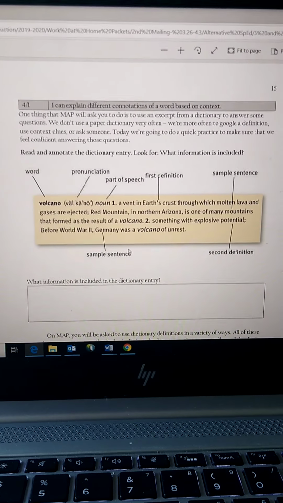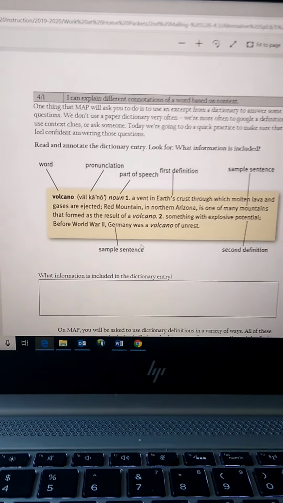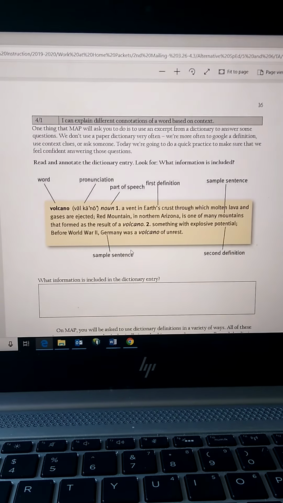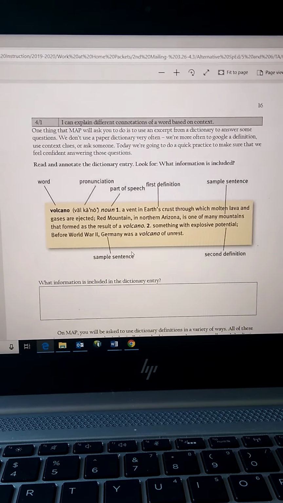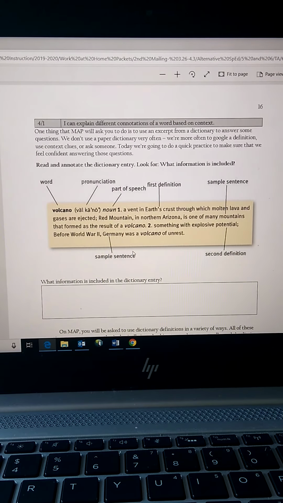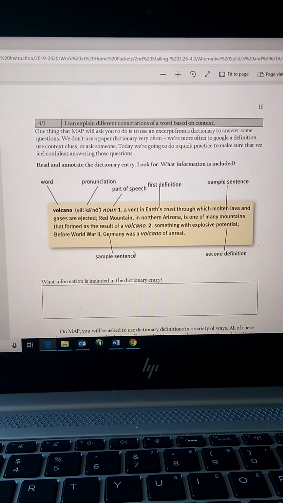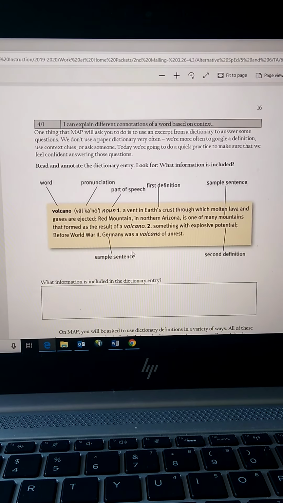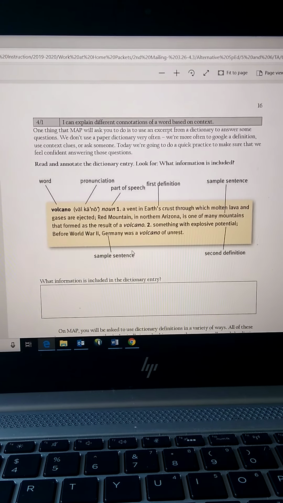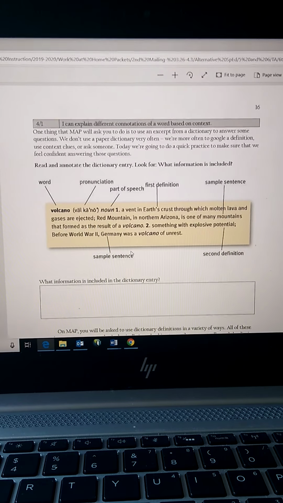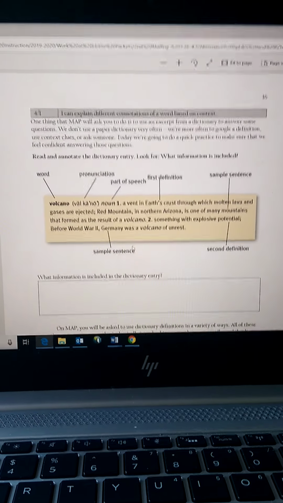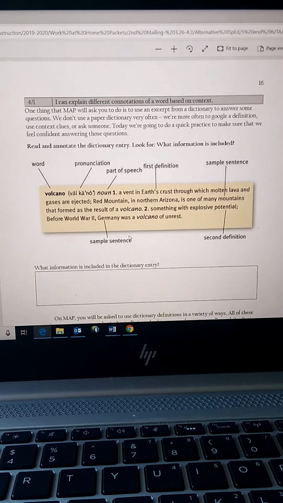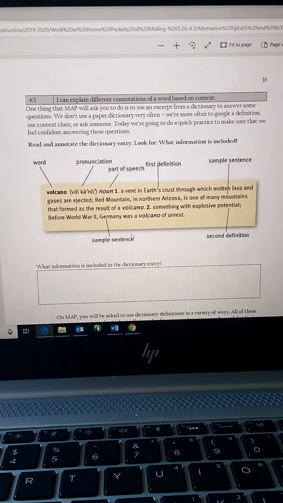This is April 1st. Your learning target is I can explain different connotations of a word based on context. One thing that MAP will ask you to do is use an excerpt from a dictionary to answer some questions. We don't use a paper dictionary very often. We more often Google a definition, use context clues, or ask someone. Today we're going to do a quick practice to make sure we feel confident answering those questions.